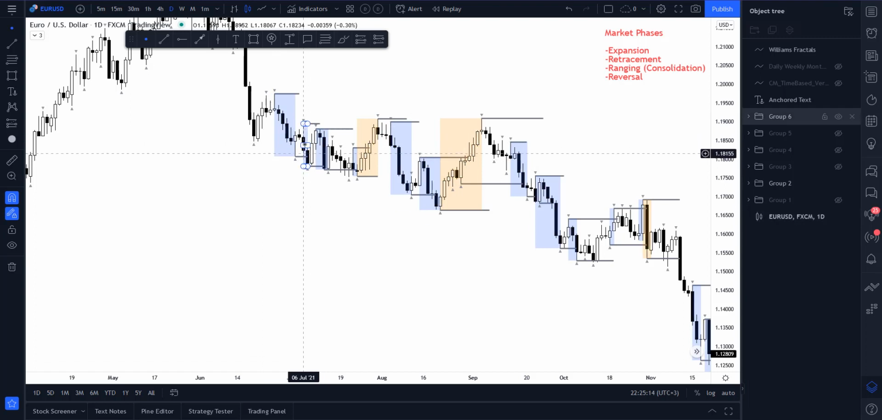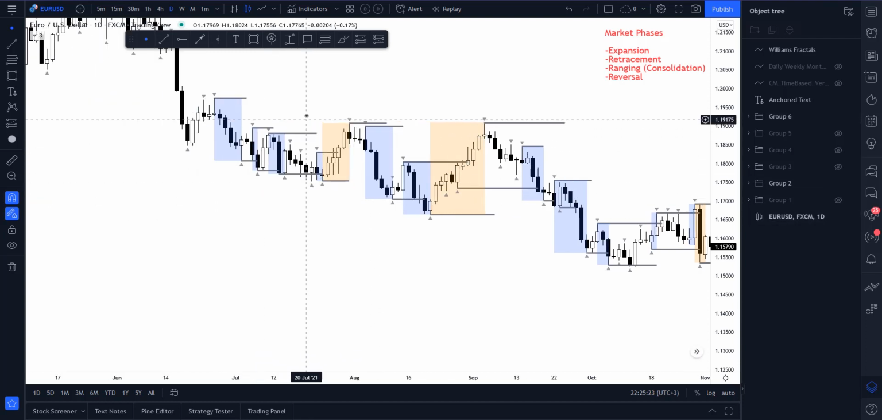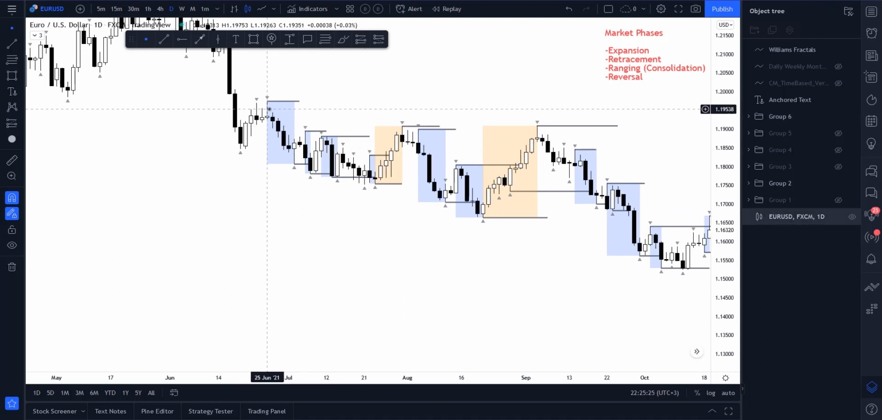As you see, each expansion phase breaks the structure. If it's not breaking the structure, it's not an expansion phase. We're going to talk about it later. So as you see, when each expansion phase occurs, like this one, it breaks the structure, so it's confirmed that it was actually an expansion phase. It gets the higher time frame liquidity.